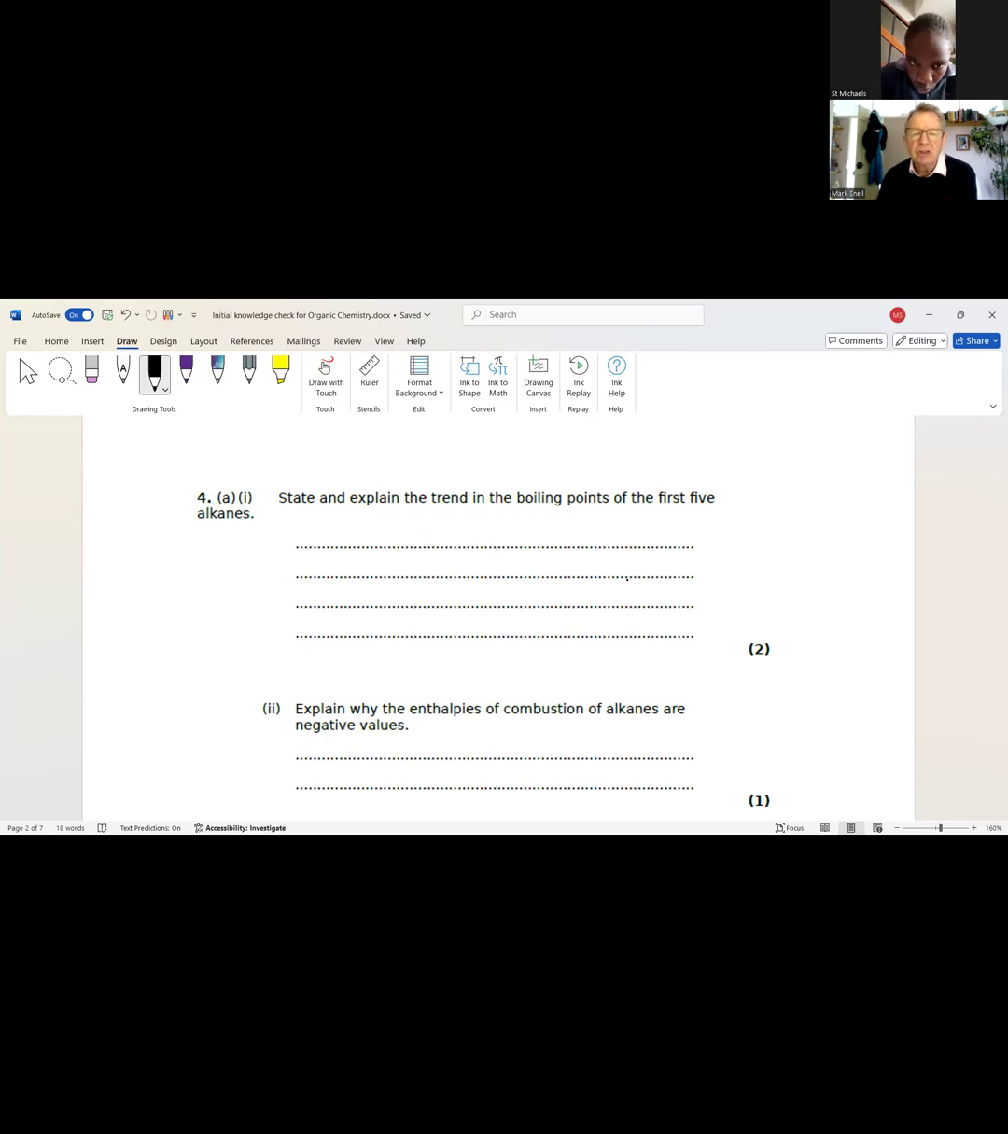State and explain the trend in the boiling points of the first 5 alkanes. Okay, what do I know about the alkanes? Oh yeah, that's methane all the way to pentane. Do I know anything about pentane and methane? Oh yeah, this one's a gas, I know. I think pentane is liquid. So maybe by doing that, you can help yourself a little bit.